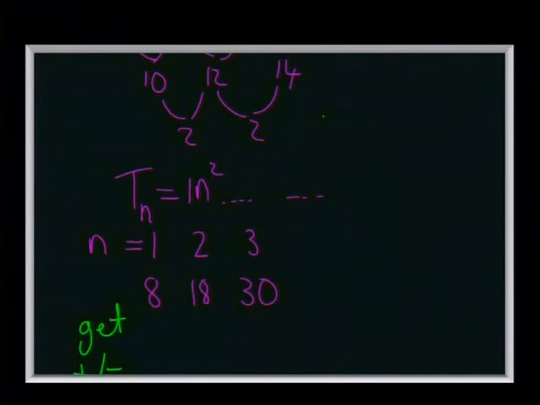Right. So if I substitute 1 into the place of n in that formula, I get 1, which means I actually wanted 8, so I need to add 7. If I substitute 2 into that formula, I get 4, which means I actually want 18, so I'm 14 short. If I substitute 3 into that formula, I get 9, which means I am 21 short.